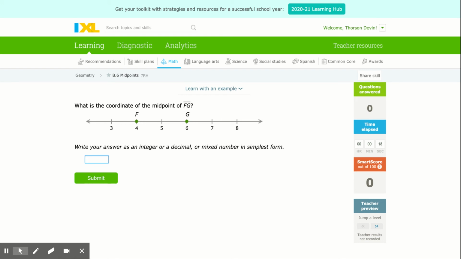Good evening. This lesson is a very simple, straightforward lesson. It's just finding the midpoint between two values. So in other words, if I give you the values 4 and 6, what's the midpoint? Well, it's obviously 5. That's right in between.